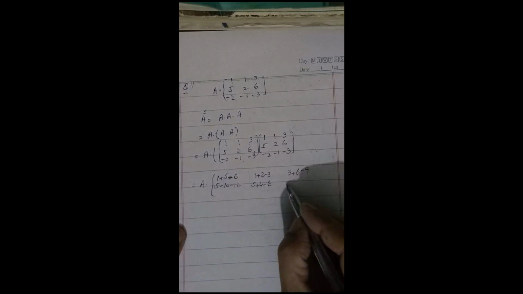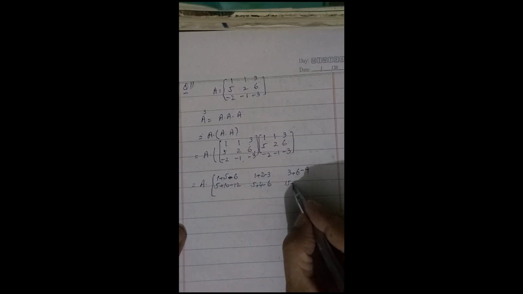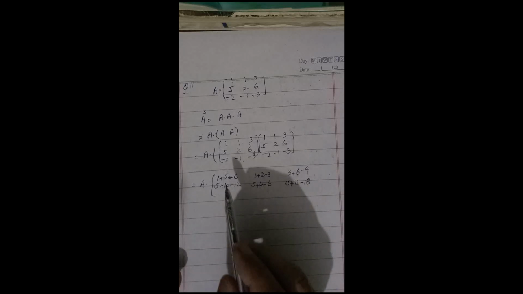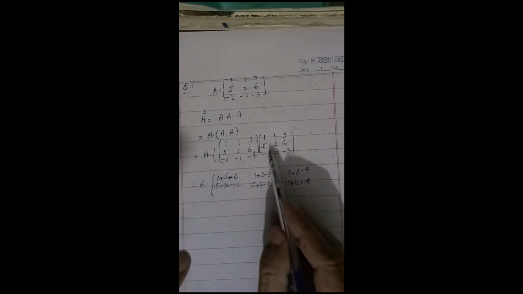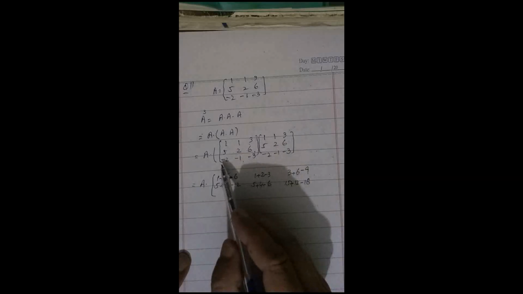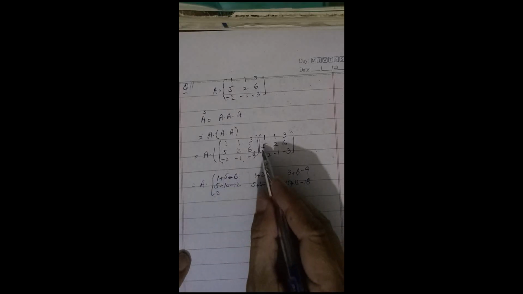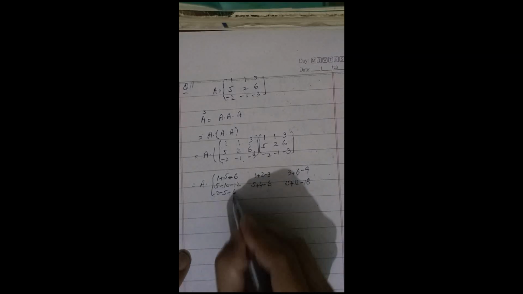5 multiplied by 3 is equal to 15, plus 2 multiplied by 6 is equal to plus 12. Then 6 multiplied by 3 is equal to minus 18. Now the third row of the first column is multiplied with the three columns, and we get minus 2 multiplied by 1 is equal to minus 2. Minus 1 is multiplied by 5 is equal to minus 5. Minus 3 multiplied by minus 2 is equal to plus 6.